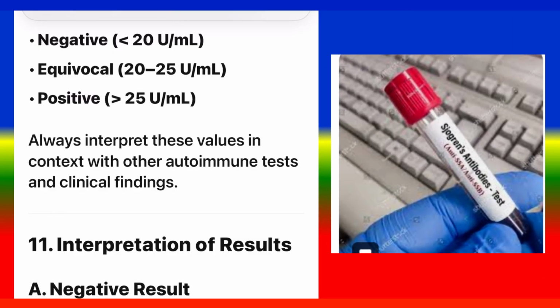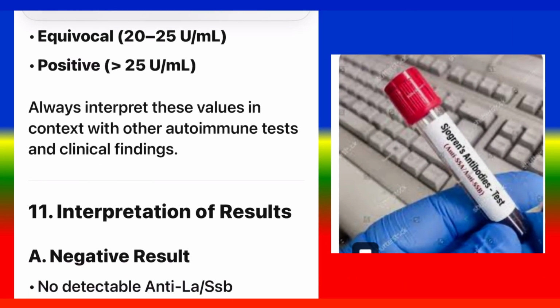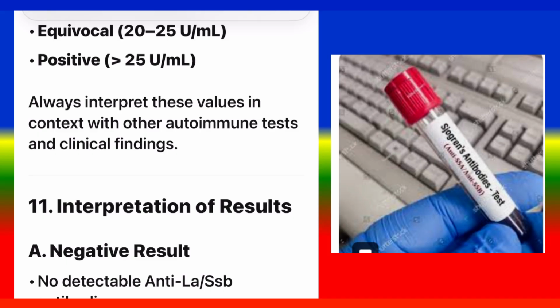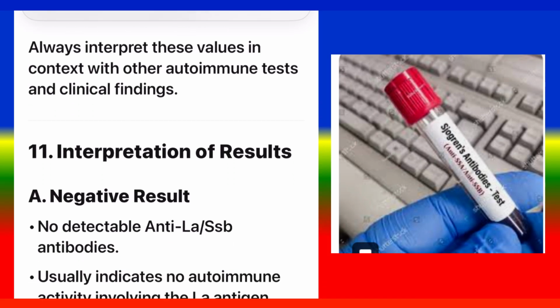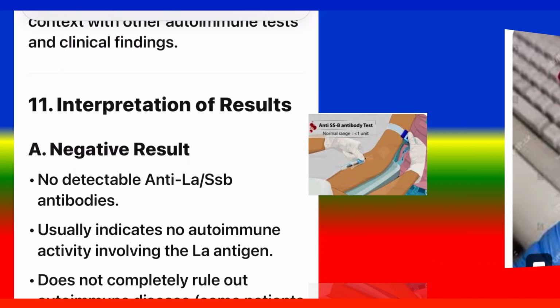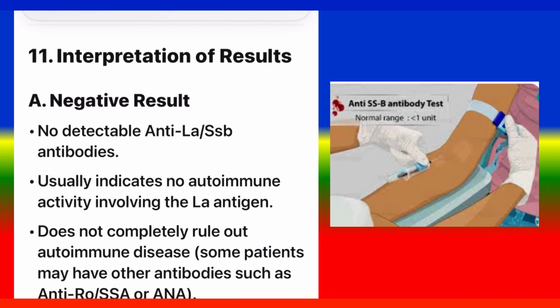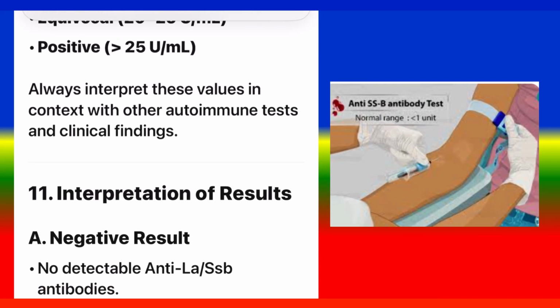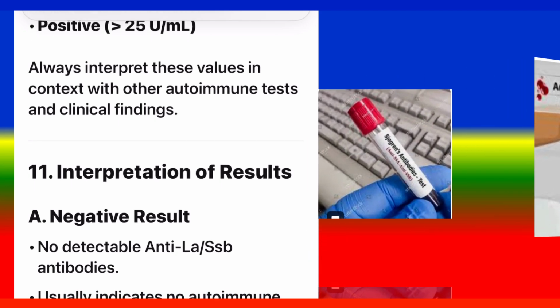Number 11. Interpretation of results. A. Negative result. No detectable anti-SSB antibodies. Usually indicates no autoimmune activity involving the La antigen. Does not completely rule out autoimmune disease. Some patients may have other antibodies such as anti-Ro SSA or ANA.